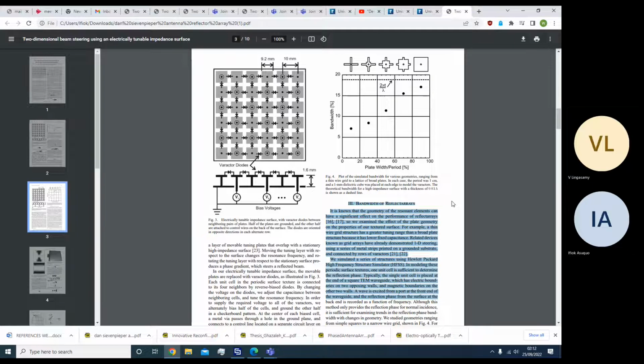Now, you see why I was confused? You see, some papers are not straightforward. Thank you very much, Professor. Yeah, no problem. Can you see this?